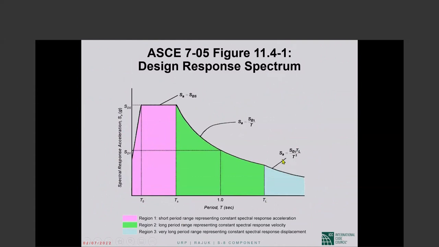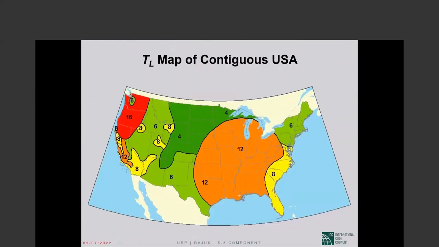Remember, to define the spectrum, we need S sub DS, S sub D1, which we talked about. T sub L is also needed. T sub L for the United States is mapped, as you see here. The value ranges from 4 to 16 seconds. We did the coloring in ASCE 7. It's a black and white map, and it looks like a contour map.